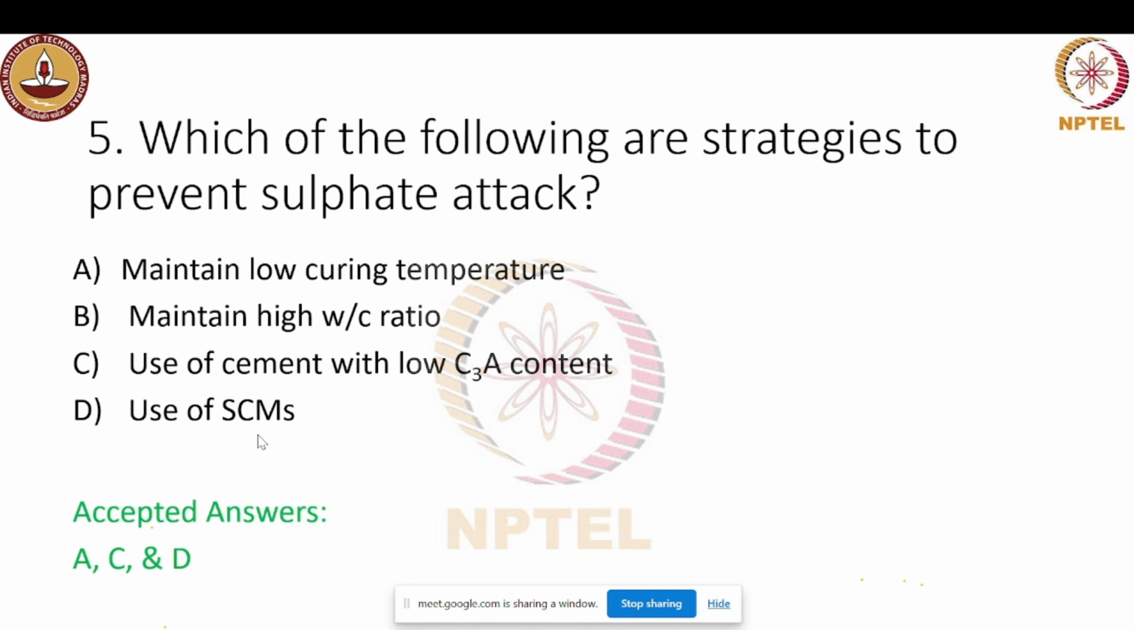And D, as we know, if we are using SCM, we are making our concrete more compact, and SCM will also have less C3A content. So the accepted answers are the three: A, C, and D. Is it clear?